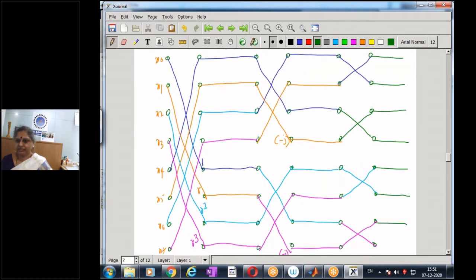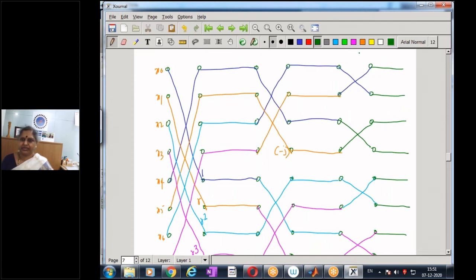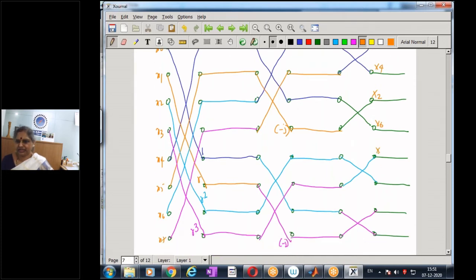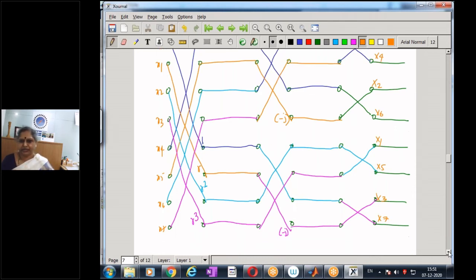And since the input is in order, the output is not in order. Say this is x0. First we get all the even terms, x2, x4, x6, and then we have the odd terms, x1, x3, x5, and x7. Output in the bit reversed order, and these are the computation.